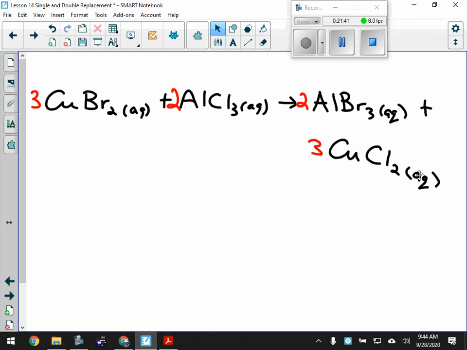Yeah, you just keep with the copper 2. Okay, last one here. You guys go ahead and start that one. Don't worry about the word equation. Silver nitrate and potassium phosphate are mixed together. Solutions of both of those.